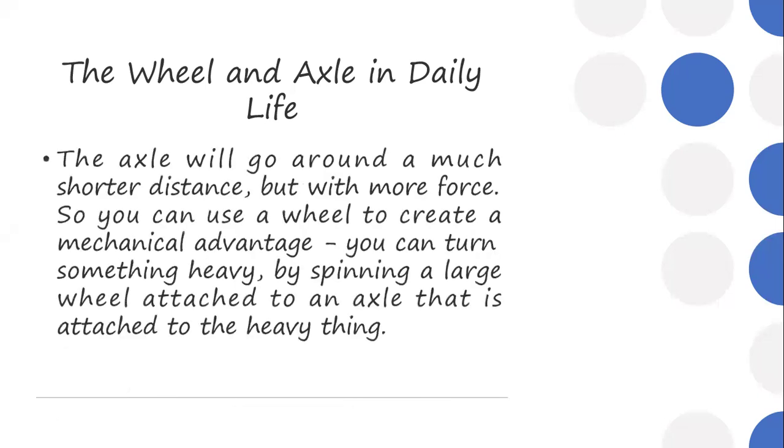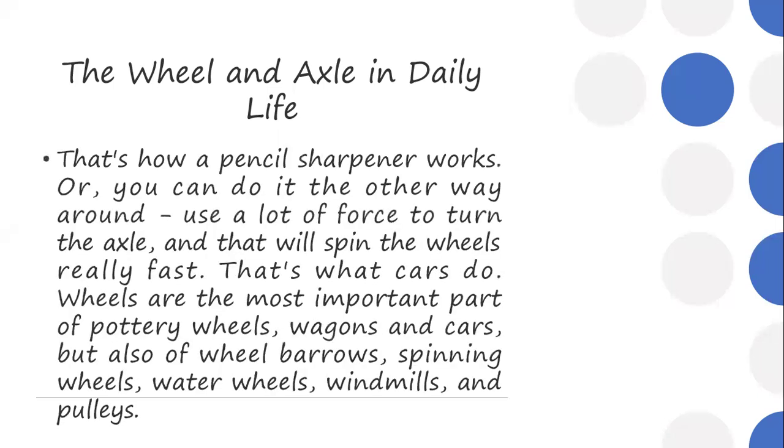The axle will go around a much shorter distance but with more force, so you can use a wheel to create a mechanical advantage. You can turn something heavy by spinning a large wheel attached to an axle that is attached to the heavy thing. So the wheel and axle is basically used in lifting heavy loads, as it simplifies the lifting. That's how, for example, the pencil sharpener works, or you can do it the other way around.